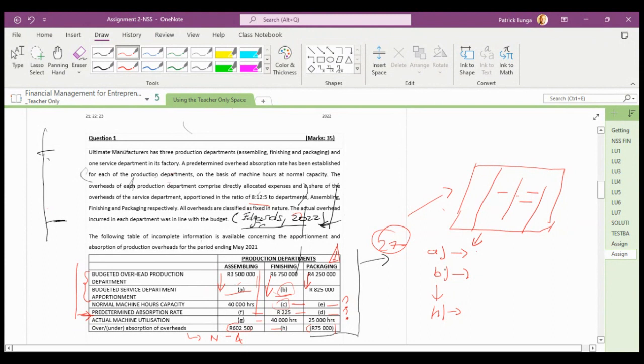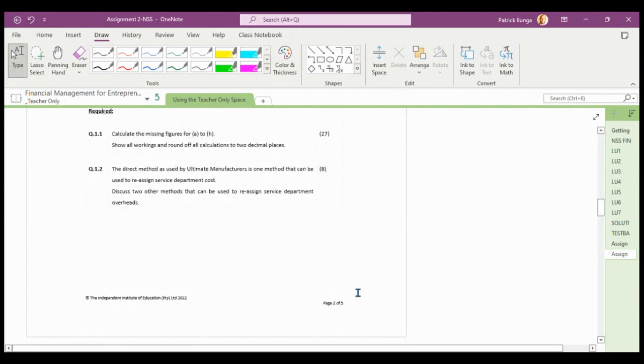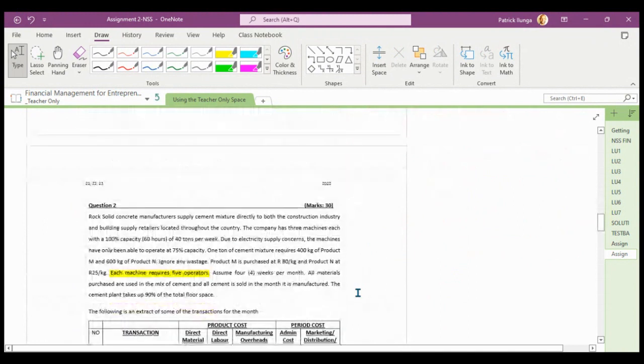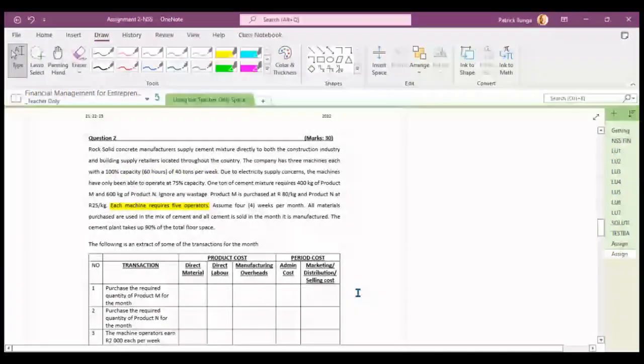And by the way, ladies and gentlemen, the calculations are quite important. And some of you have seen that the calculations have saved you, because you might get the wrong answer at the end, but your calculations will save you, because you will still be able to get some marks because of the calculations. So I hope that this is quite clear. Okay, so I'm moving on to question number 2.